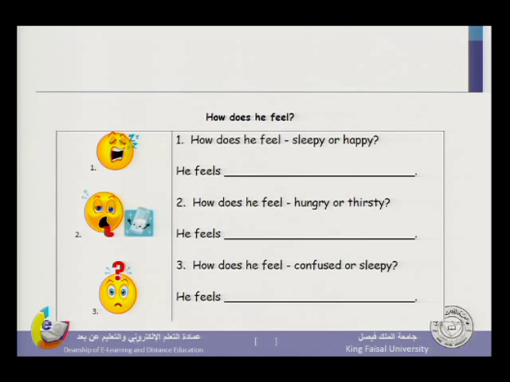So if I ask you, how does he feel? So, how does he feel? Sleepy or hungry? Yes, he feels sleepy. This one, he feels thirsty, as you see here. And this one, confused or sleepy? Yeah, he feels, doesn't understand. He feels confused, مرتبك أو مشوش, right?